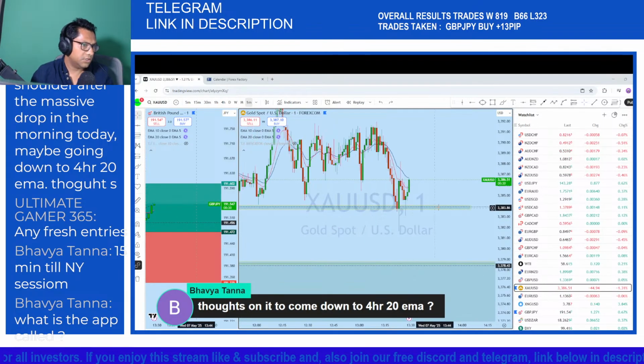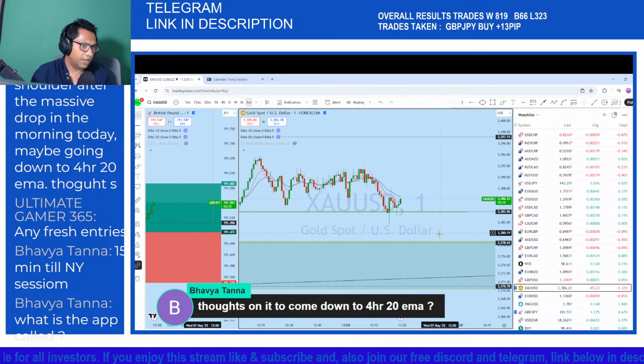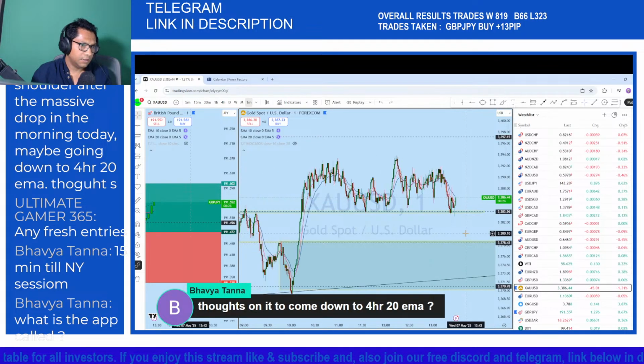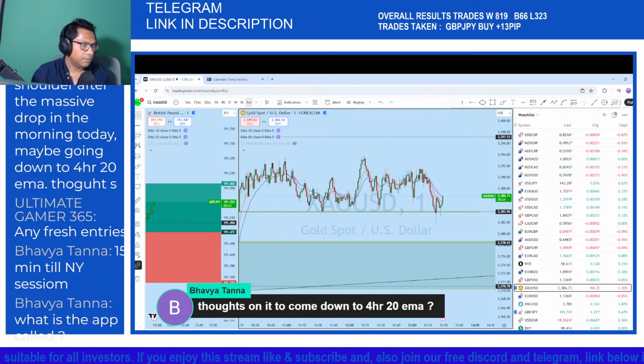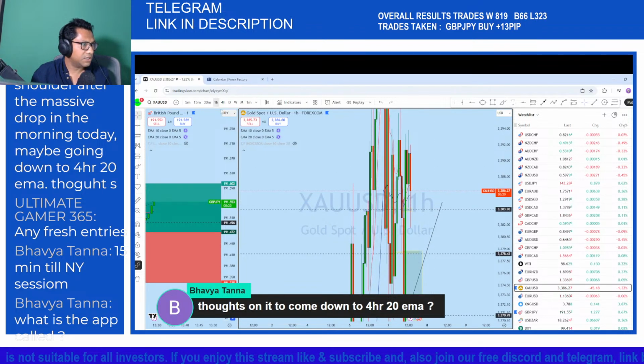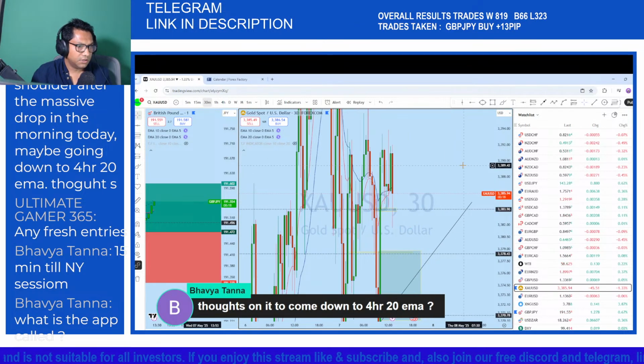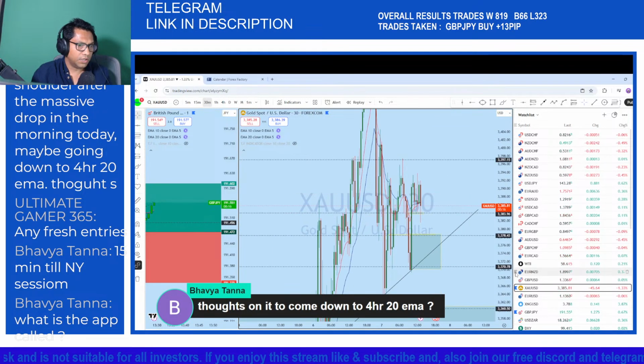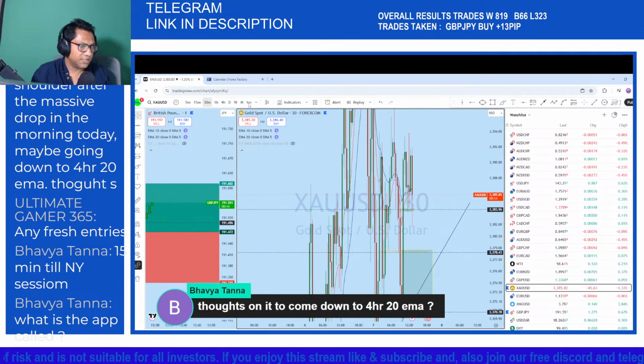Here is where you can see a series of highs and lows. Look at the 1 hour, also the same price action, and the 30 minutes showing a similar kind of price action.